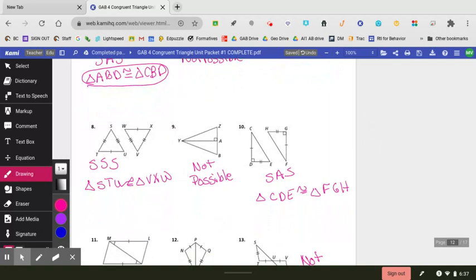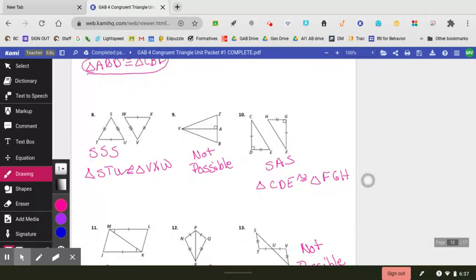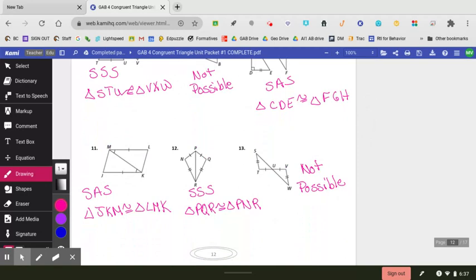8 would be side, side, side, so it's triangle STU is congruent to triangle VXW. 9 is not possible because they truly only have 1 side and 1 angle. 10 would be SAS, so it's triangle CDE is congruent to triangle FGH. 11, we have to keep in mind that KM could be reflexive, so that would be side, angle, side, and then side, angle, side. So that'd be triangle JKM is congruent to triangle LMK.